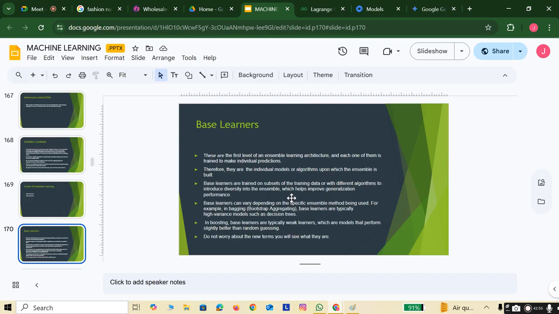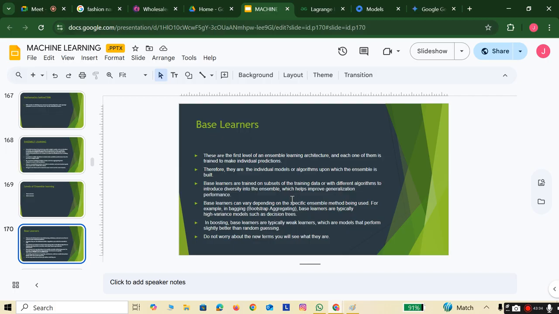Now the base learners are the first level of an ensemble learning architecture, and each one of them is trained to make individual predictions. Therefore, they are the individual models or algorithms upon which the ensemble is built. Before you start assembling all the models, they are the ones you use as your decision-making cohort. They make individual predictions first before you introduce others.